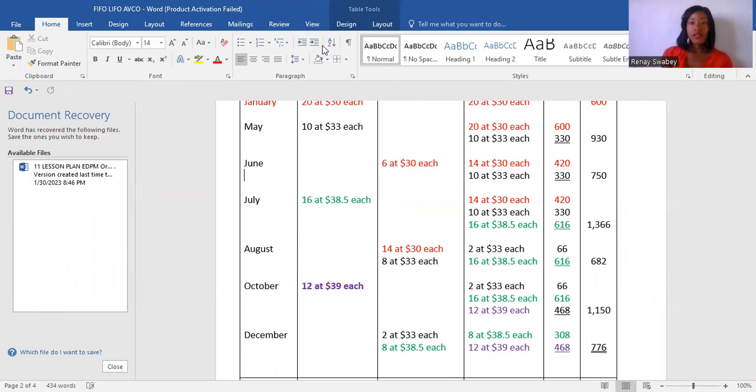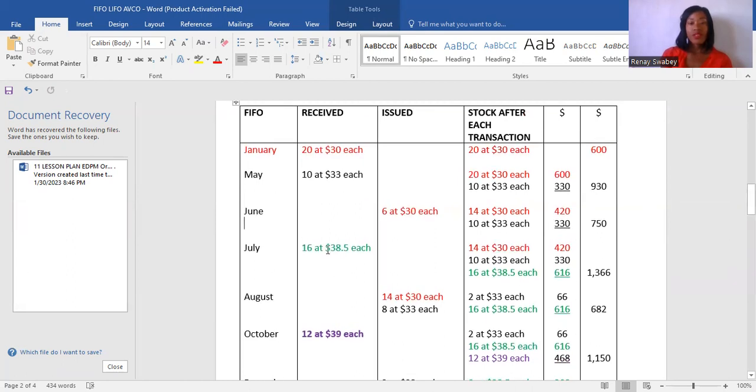When she sells, I'm sorry, I was distracted. So for those 16 pineapples that she received in July, she used to sell one for $38.5. However, Selena was not able to sell any in July. Again, FIFO says first goods in, first goods out.